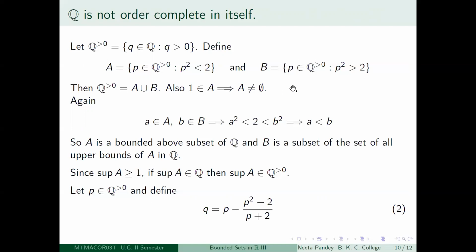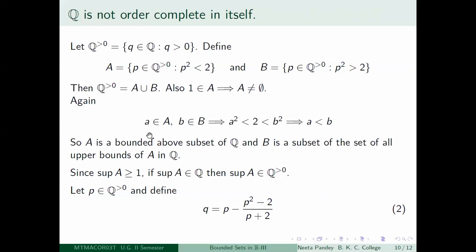We know that there is no solution to the equation x squared equal to 2 in the set of rational numbers. So if you take any positive rational number, it will either be such that its square is less than 2 or its square is greater than 2. Therefore, the set of all positive rational numbers is going to be equal to A union B. No problems. Now notice that 1 belongs to A because 1 squared is obviously less than 2. So A is non-empty, right?